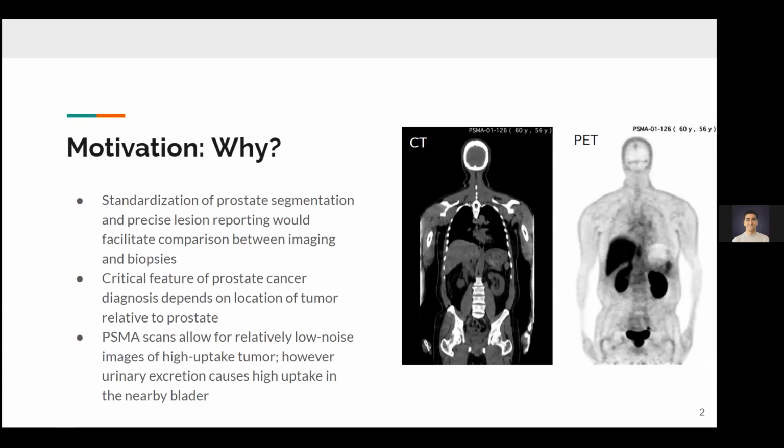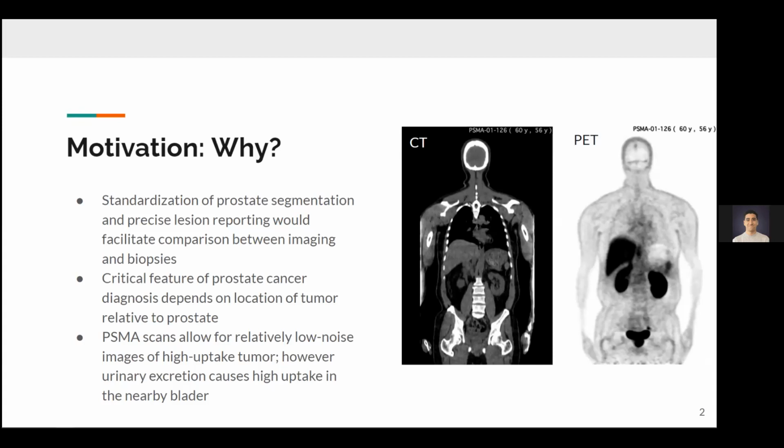A commonly used imaging technique for diagnosing this cancer is PSMA PET CT. This type of scan results in high uptake in the tumors, making them easier to identify. However, a common issue is the urinary excretion effect on PSMA scans, which results in high uptake in the bladder, and since this is often close to the prostate lesions, is therefore easily confused.